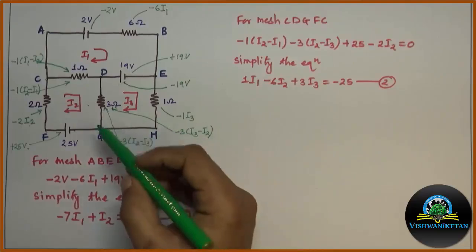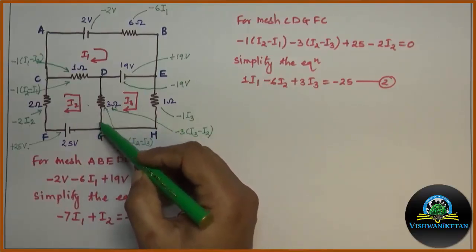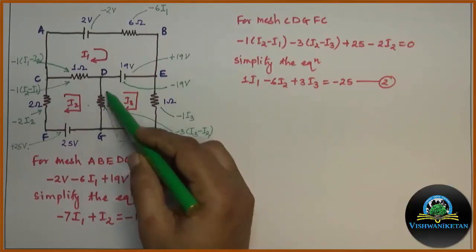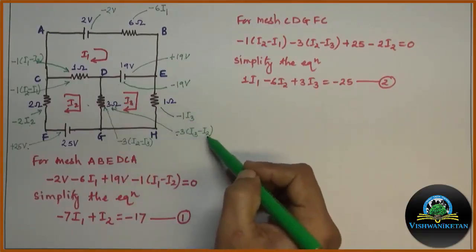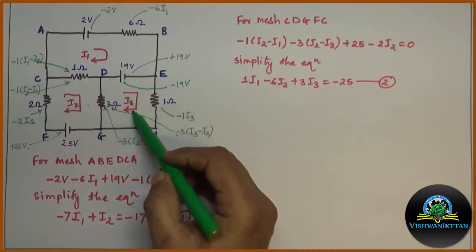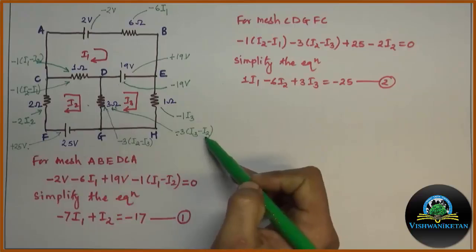Now the minus sign is because the mesh direction, or loop direction, is G to D and the current direction is also G to D. So both directions are same, hence the minus sign. And I3 minus I2 because we are in loop 3 and the loop 3 current is supposed to be higher than the loop 2 current. So the difference is I3 minus I2.